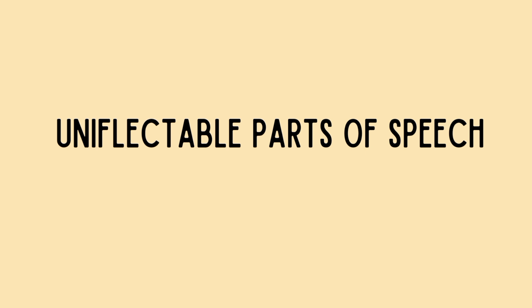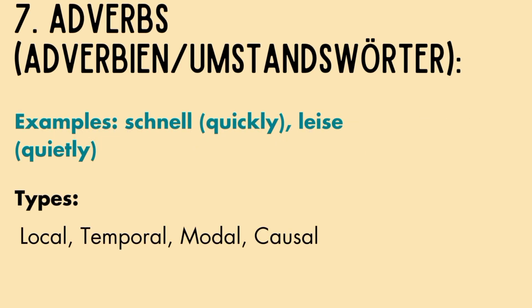So now let's discuss uninflectable parts of speech. So first one is adverb. Adverb is called adverbian in German language. So as we already know that adverbs are the words that describe how, when or where something happens. They provide more detail about verbs, adjectives, other adverbs or entire sentences in German. Alright, in German, adverbs are written in lowercase and are not declined or inflected.